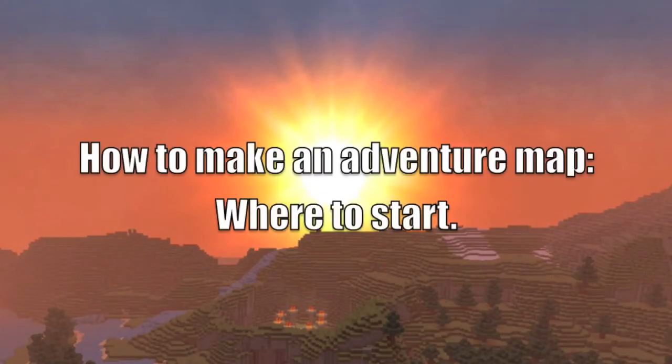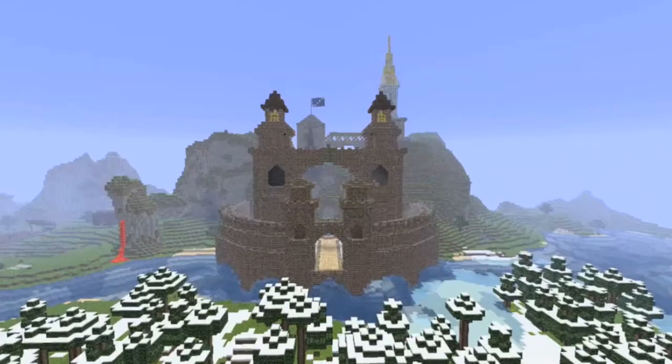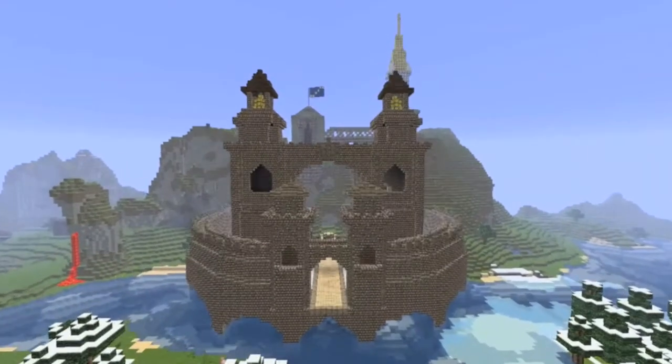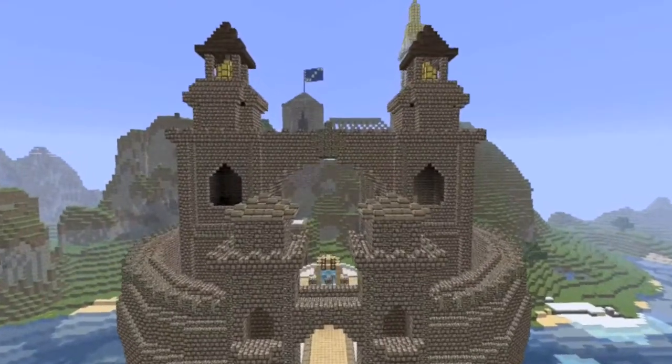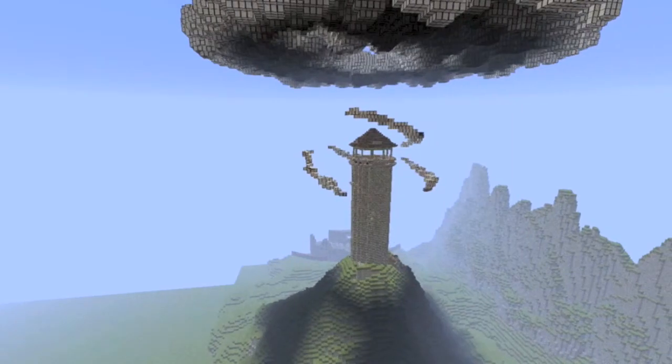Today I'm going to be giving some help to anyone who likes the idea of making an adventure map but has no idea where to start at all. In terms of creating an adventure map, an idea is enough. First of all, you've got to think of the genre of the adventure map you're going to make. The genre could be anything from medieval to sci-fi. It could be anything that you think of, and you can incorporate mods if that's what you want to do.